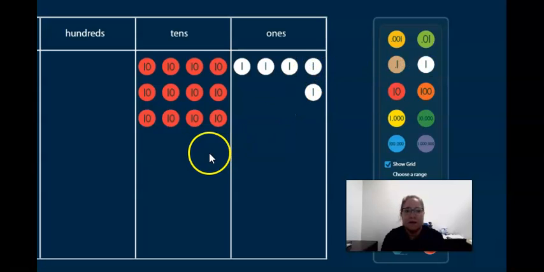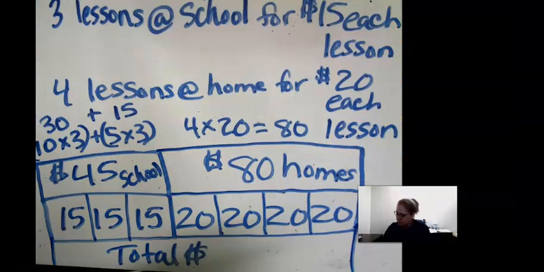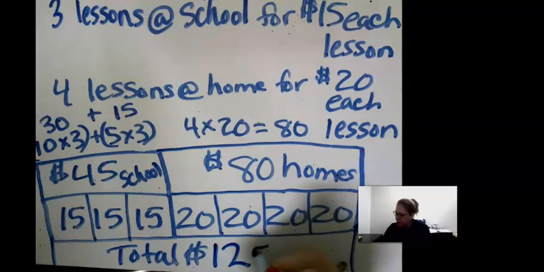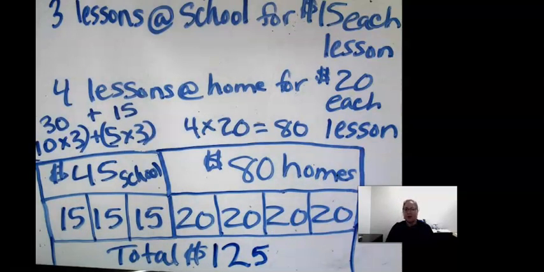Okay, so how much do we have all together? 10, 20, 30, 40, 50, 60, 70, 80, 90, 100, 110, 120, 121, 122, 123, 124, 125. $125. So Mr. Franklin earned a total of $125 on Saturday. You got it figured out. Good job, everyone.